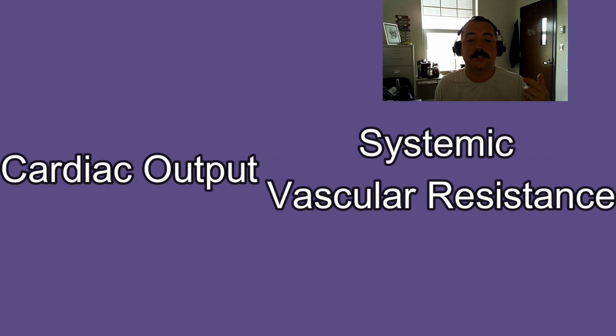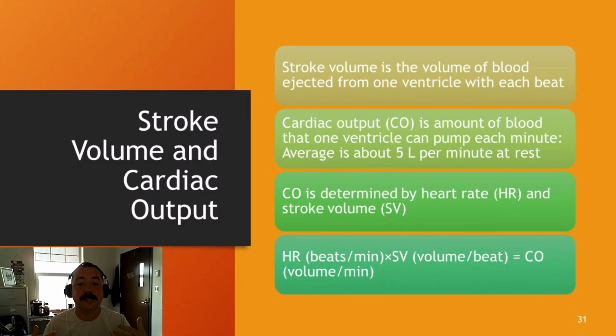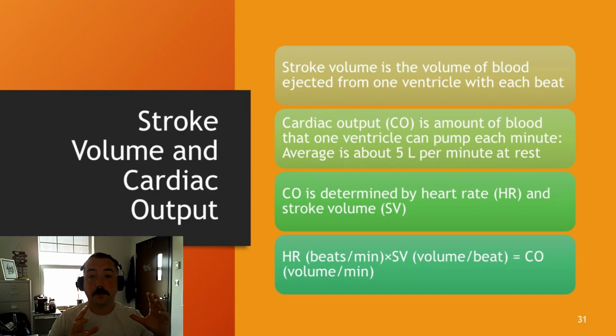Your blood pressure really is determined by 2 things, your cardiac output and your systemic vascular resistance. So 2 new words. Cardiac output is how much blood your heart puts out per minute. And it's just a math equation. You can figure that out by taking your heart rate, so how many times your heart squeezes per minute, and multiplying it by how much blood your heart pushes out per squeeze. And that's called your stroke volume.